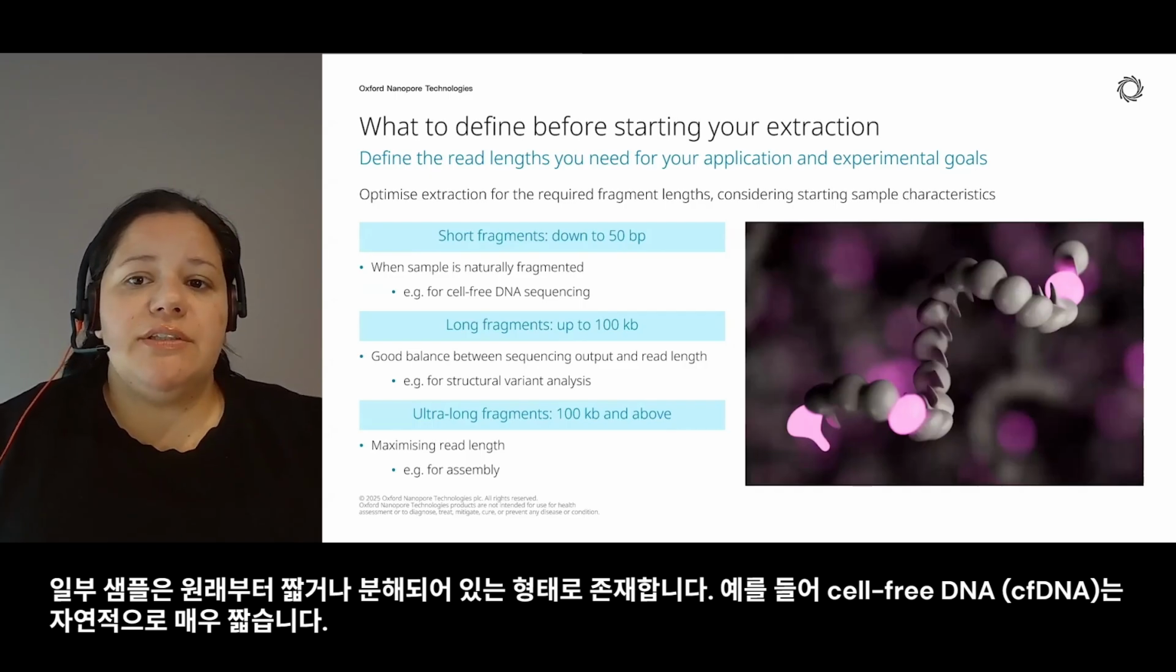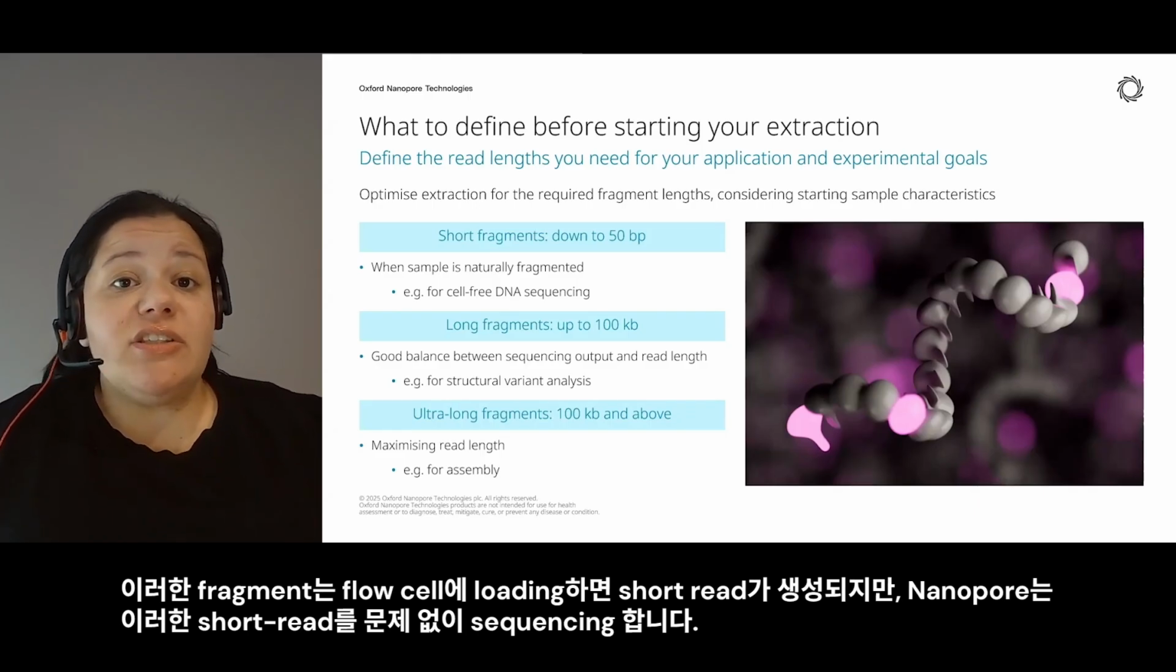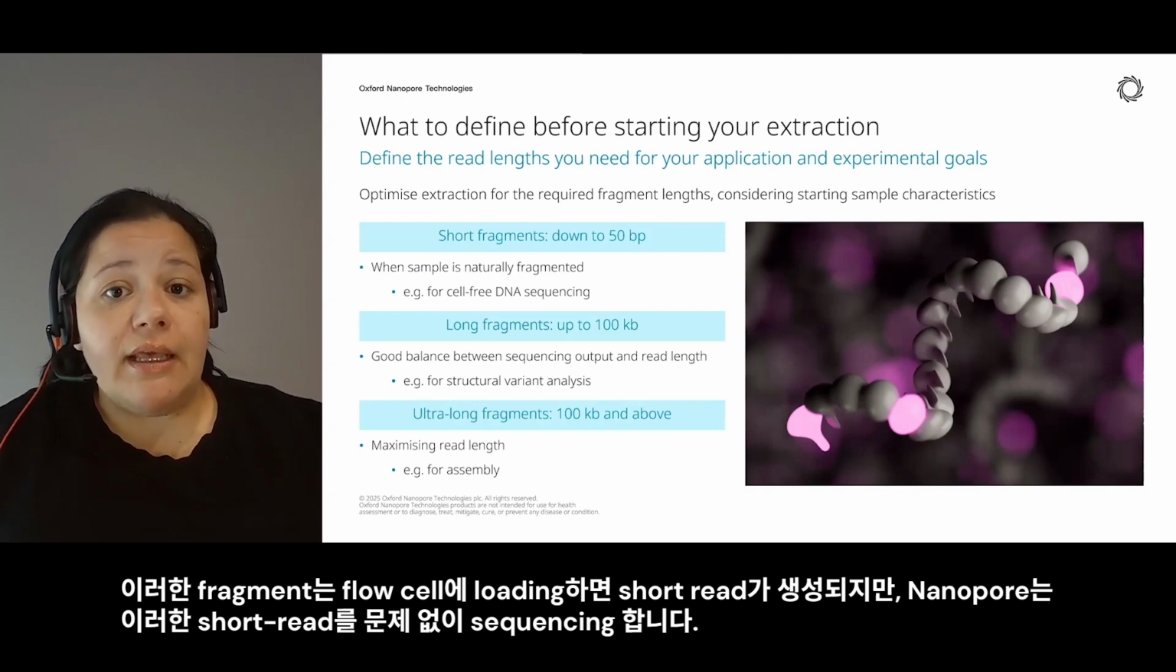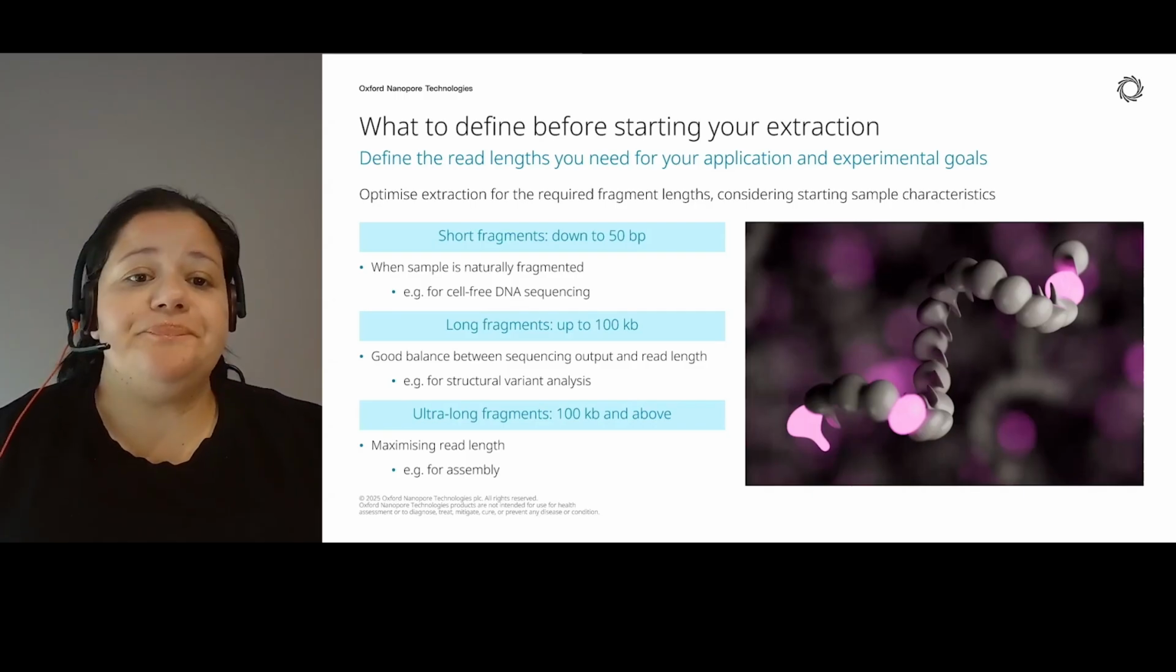Some samples that you wish to sequence will just naturally be short and degraded. So let's think about cell-free DNA as an example. It's just naturally very short, and that's absolutely fine. If you put these short fragments on your flow cell, you will get the short reads out. It's still going to sequence them.